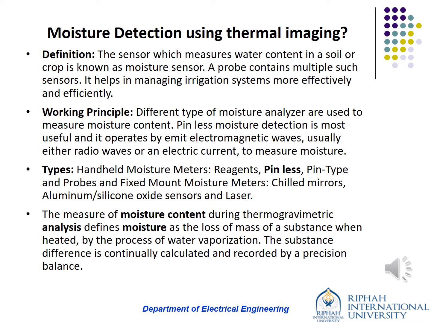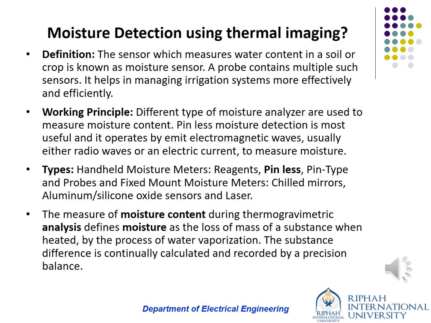Now we talk about how we can detect moisture by using thermal imaging. Basically, in general, moisture detectors are sensors which measure the water content in soil or crop. There are different types of moisture analyzers, and most sensors get in direct contact with soil to measure moisture content. But contactless or pinless ones are easier to deal with and most effective to measure moisture, and they operate by emitting electromagnetic waves, either radio waves or an electric current.